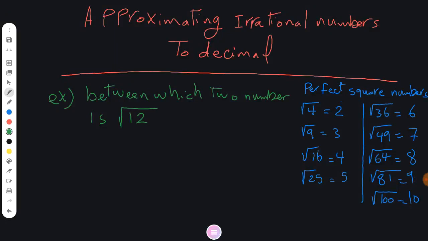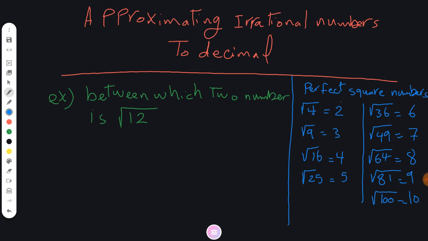Okay, today we'll talk about approximating irrational numbers to decimal, how to write an irrational number in the form of a decimal. To do this, first we want to estimate between which two whole numbers this irrational number lies. Before this, I need to remind you of the meaning of perfect square.